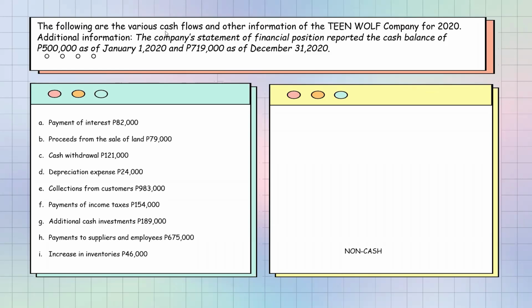The following are the various cash flows and other information of the Teen Wolf Company for 2020. So, it has additional information right away. The company's statement of financial position reported a cash balance of 500,000 as of January 1, 2020 and 719,000 as of December 31, 2021.